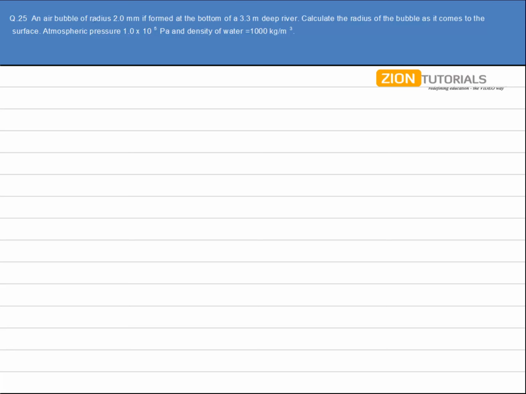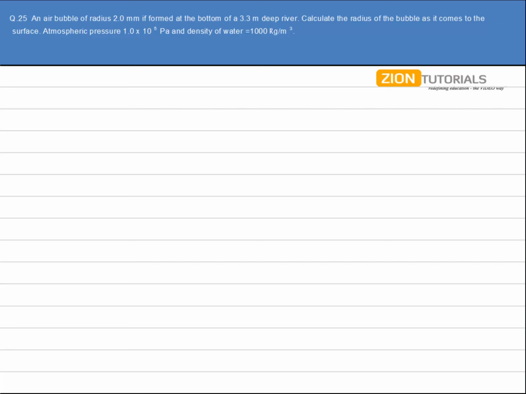Now let us see this question. An air bubble of radius 2 millimeter is formed at the bottom of a 3.3 meter deep river. Calculate the radius of the bubble as it comes to the surface. Atmospheric pressure is this and density of water is given to us, right?